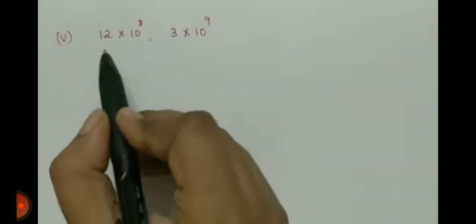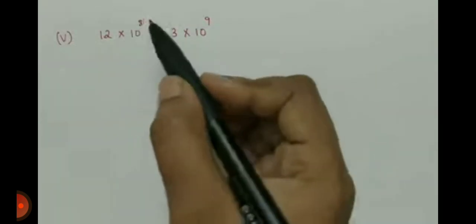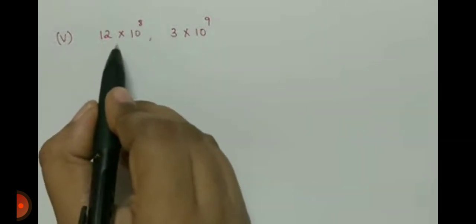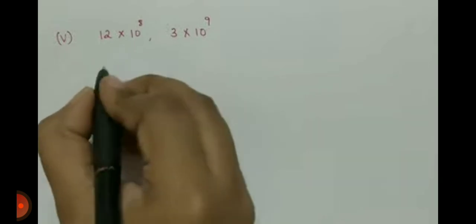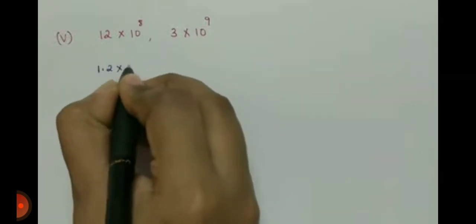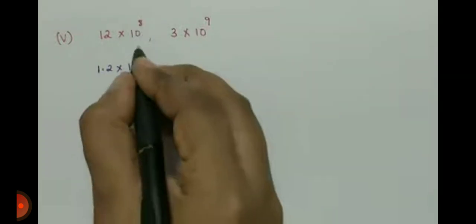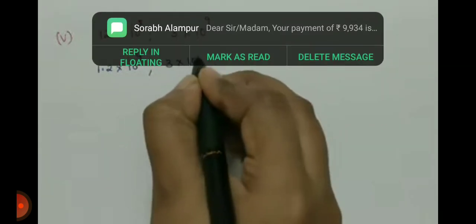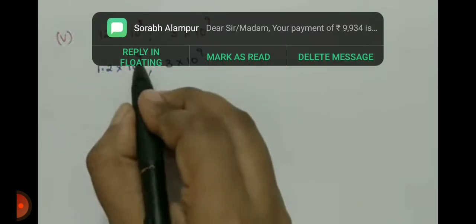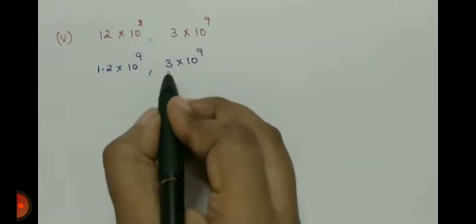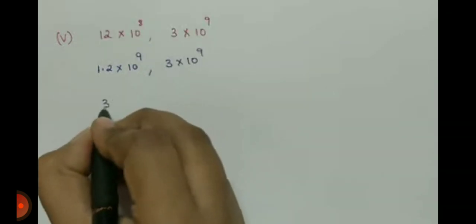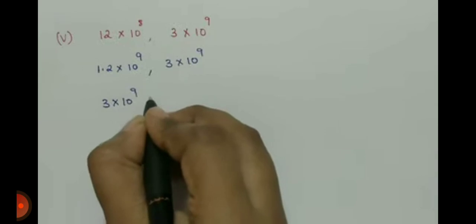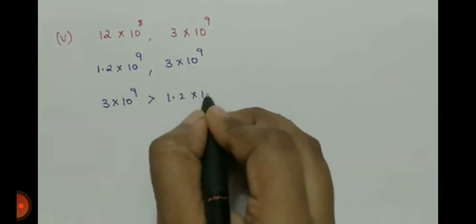Fifth one, compare 12 into 10 to the power of 8 and 3 into 10 to the power of 9. 12 into 10 to the power of 8 is not in standard form. So convert into standard form. 1.2 into 10 to the power of, add 1 to 8. 8 plus 1 is 9. Now it is in standard form. 10 to the power of 9, 10 to the power of 9, same. 3 is greater than 1.2. Therefore, 3 into 10 to the power of 9 is greater than 1.2 into 10 to the power of 9.